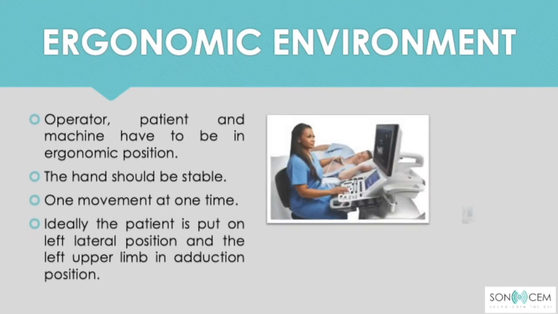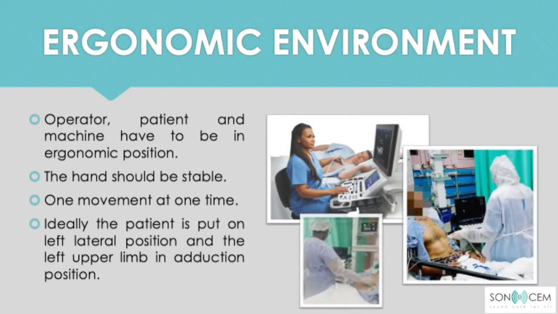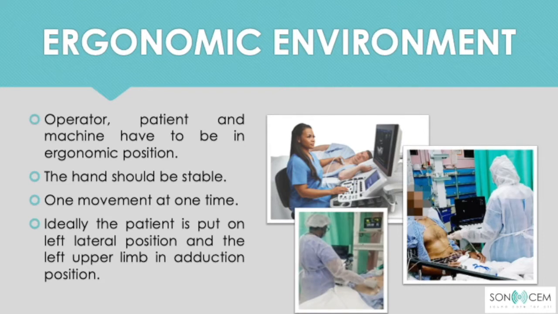Another principle in doing ultrasound is that the patient, the machine, and you have to be in an ergonomic environment in order to get good quality images. Ideally, we sit like in this picture, but our clinical setting doesn't allow us to do so. Usually, we will scan the patient in this position. However, there is a risk of cross contamination. So it's better to scan like this picture. But I know it's a bit difficult to scan using a non-dominant hand. However, if you practice and practice, it's not impossible to do it.